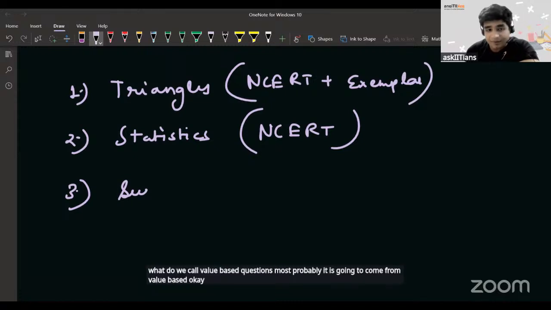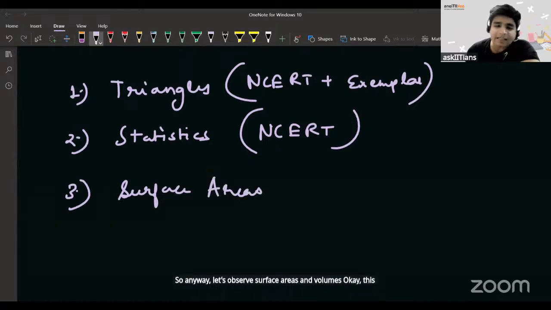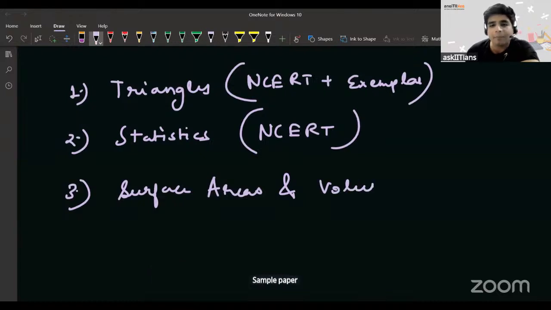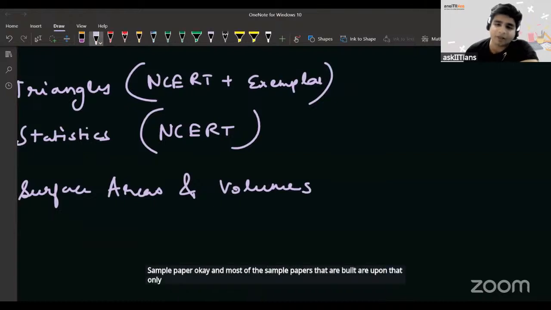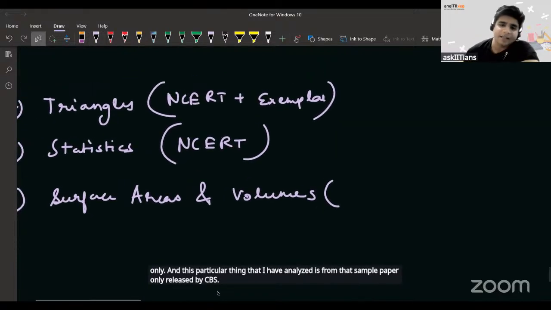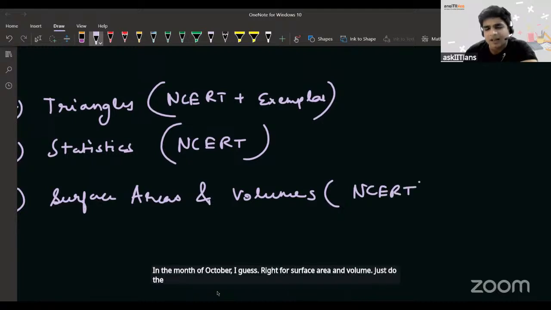Okay. So anyway, let's observe surface areas and volumes. This is as per the latest CBSE sample paper. Most of the sample papers that are built are upon that only. And this particular thing that I have analyzed is from the sample paper released by CBSE in the month of October, I guess. Right? For surface area and volume, just do the NCERT. Okay. And if you can do the exemplar, well and good.